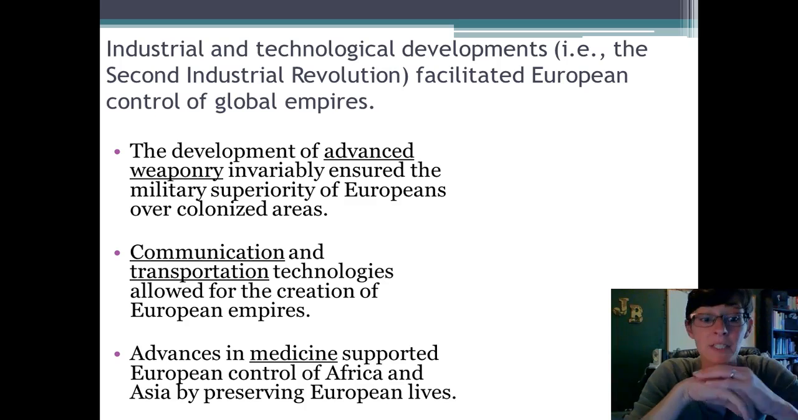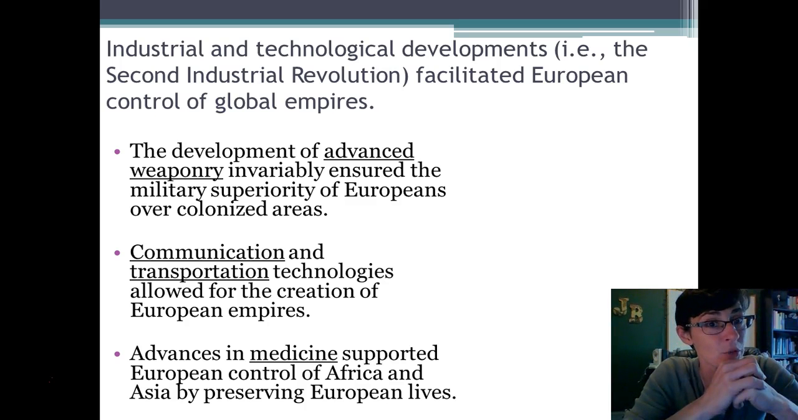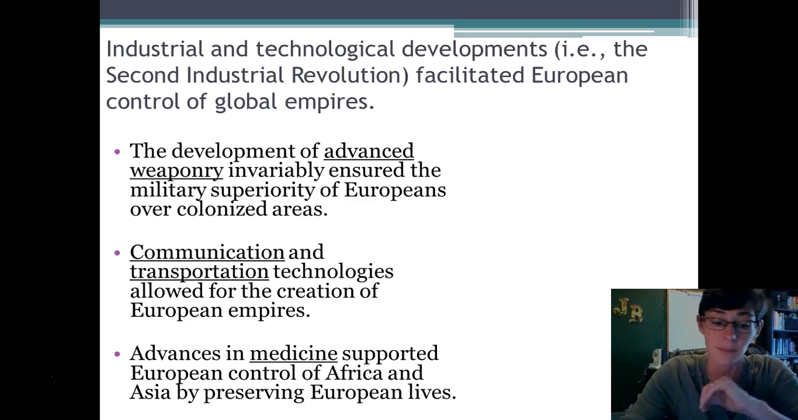And advances in medicine supported European control of Africa and Asia by preserving European lives. So back in the day, the diseases that used to kill off the European explorers in the age of exploration, they were not killing off European explorers now, or European colonizers now, or at least not in the numbers they used to. So this made the colonization of Africa and Asia possible.